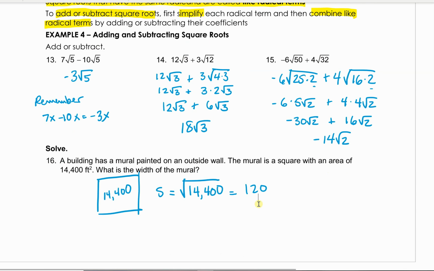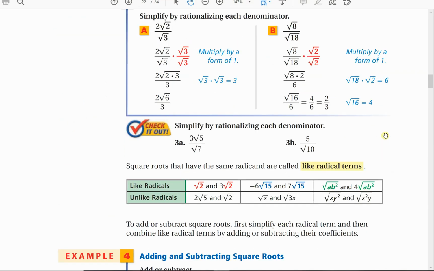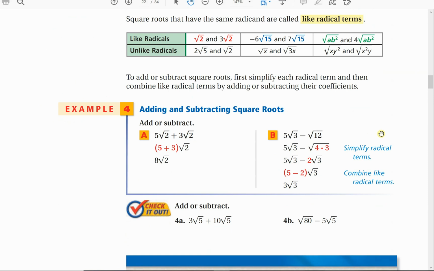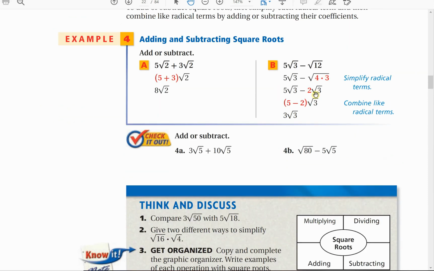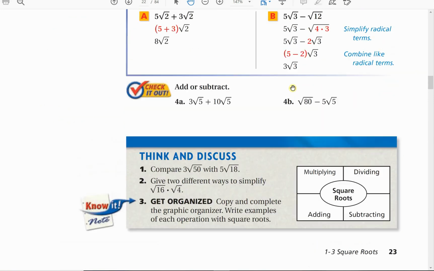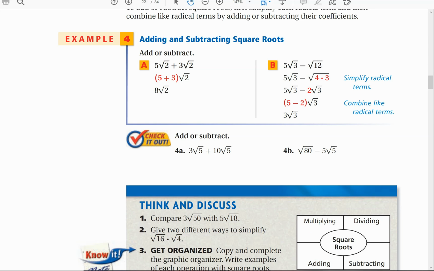And that's it. Now let's go back to the text, make sure I've covered everything. I think I have. We talked about like terms. And yeah, that's about it. So that does it for today.